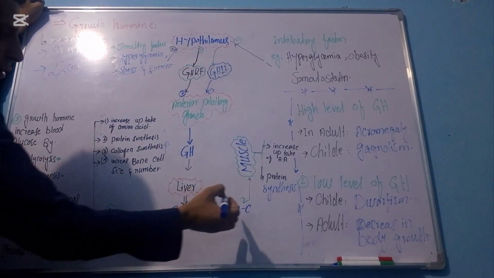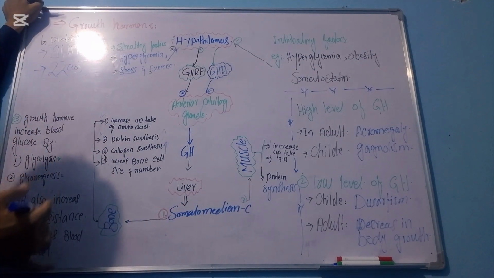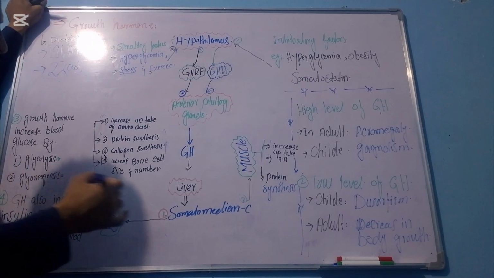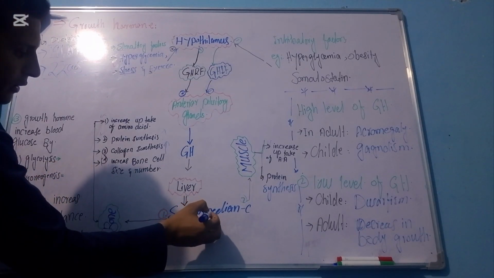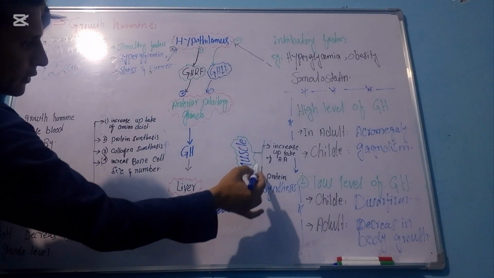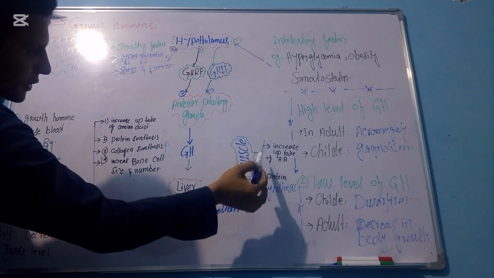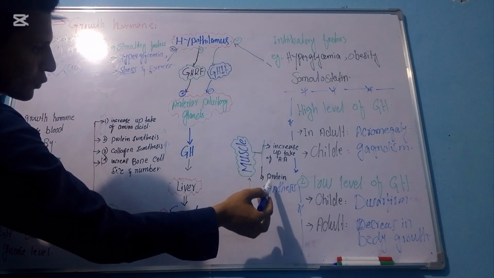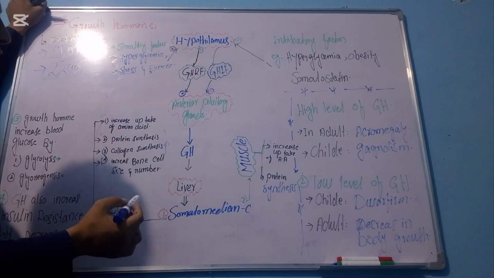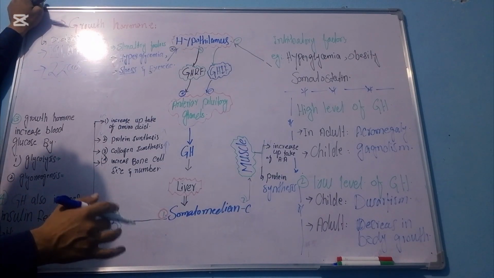The second function of the growth hormone is to increase the growth of the muscle. This stimulation is done by somatomedin C. Somatomedin C will stimulate uptake of amino acids into the muscle and also increase the protein synthesis inside the muscle. So by this way, growth hormone increases the growth of muscle.